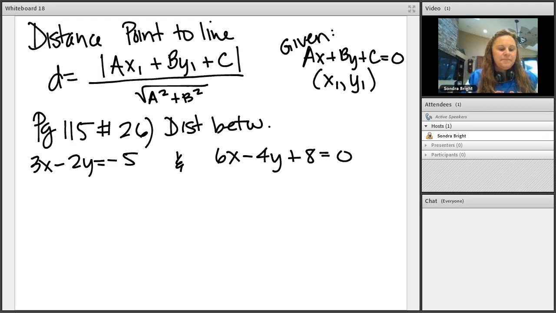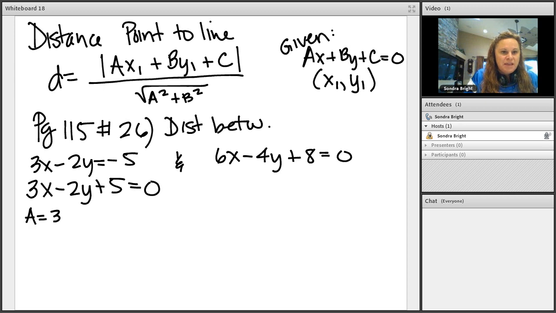So what you want to do, if they give you two lines and we want the distance between them, is identify a point on one of the lines and then use the other line as the line. We're only going to use one of these equations as the line, and on the other line we'll find an exact point. Any point on there will work, and we'll find the distance between them. So I'm going to use this first one as the line. I need to add the 5 over first before I can identify C. So now your A is 3, B is -2, and C is +5.